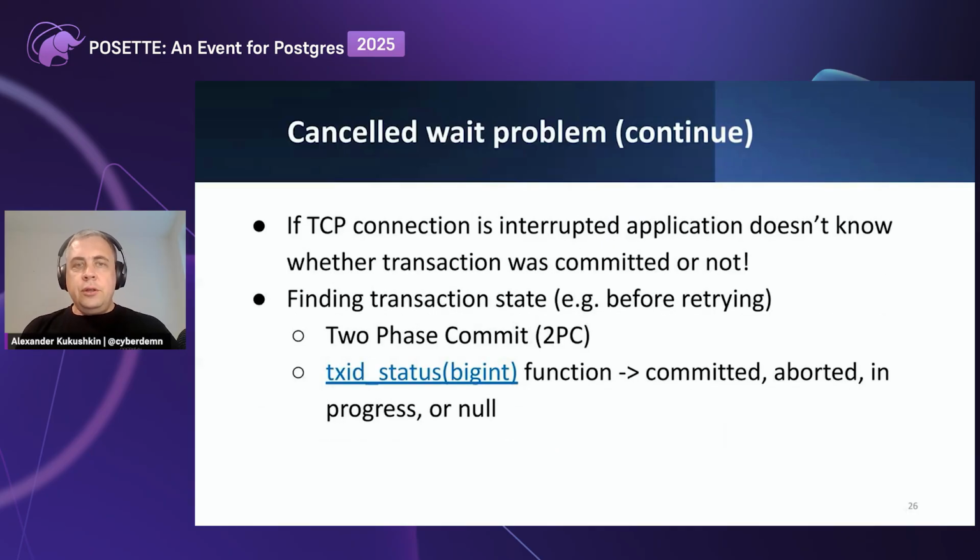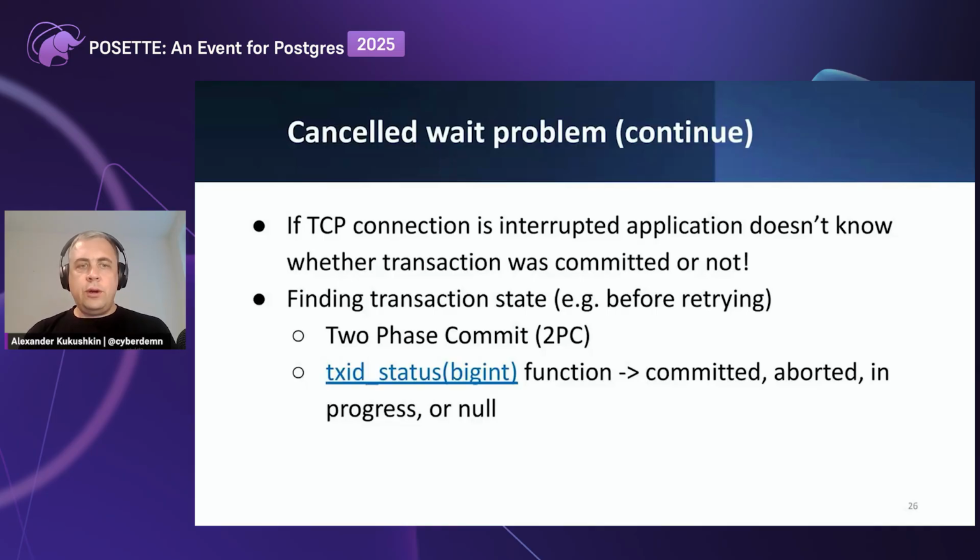But it's not the single problem that transaction becomes visible on the primary after it's being cancelled. In fact, let's think about a situation when TCP connection between application and primary was interrupted. In this case, application will need to decide whether it needs to retry this transaction or maybe it should not, and it has to somehow figure out the state of this transaction after reconnecting. And there are a couple of approaches to mitigate this problem.